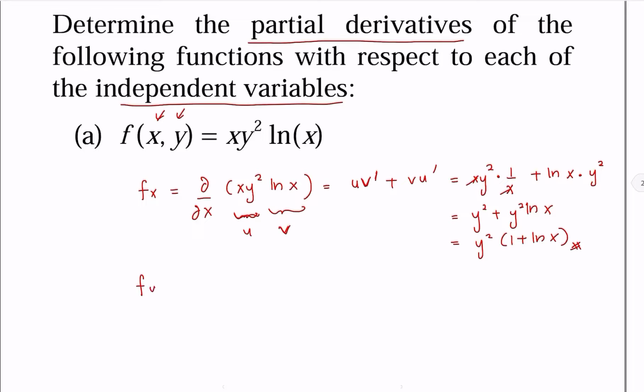Now what is f y? F y means we need to find del y of x y squared ln x. This one is easy because x ln x is constant. So we just differentiate the y squared and obtain 2y, and x ln x remains because it is constant. So this is the answer.